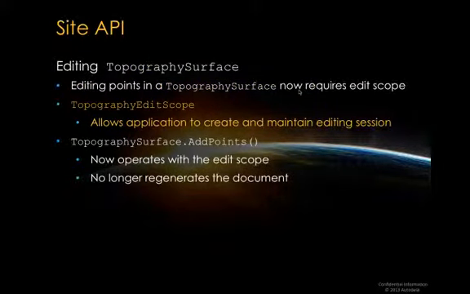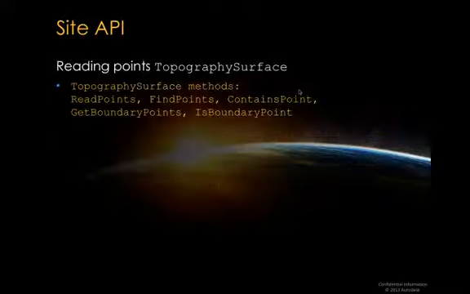The Site API enables us to edit a topography surface. To do so, we require an edit scope, the topography edit scope. It's sort of similar to a transaction, so you instantiate this scope, make changes to your model, and commit these changes at the end. And within such an editing scope, you can add points to the topography surface. One effect of this is that the document is no longer regenerated. You can read existing points from a topography surface and identify whether a point is contained or whether a specific point is an interior or a boundary point.